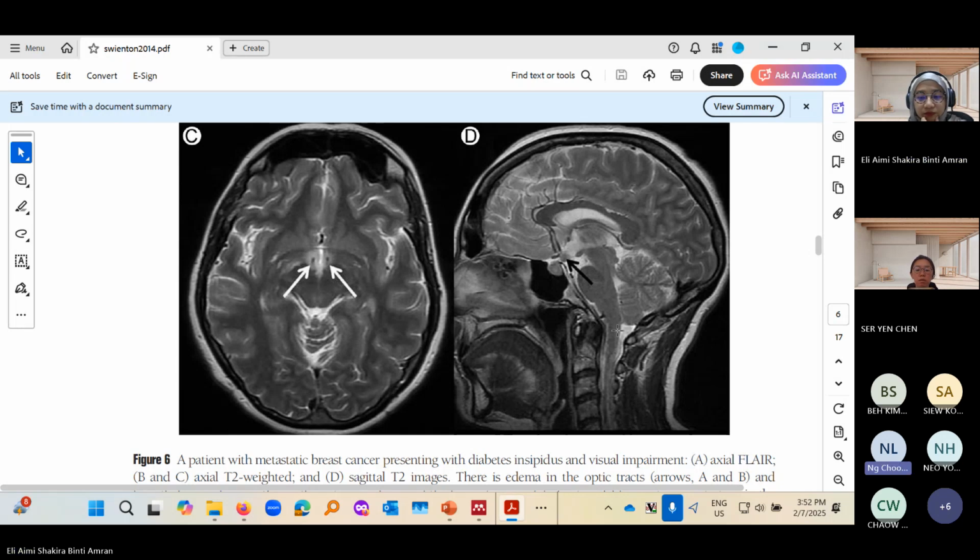How to type medulla oblongata? How to type? Okay, yeah, type it in the chat box. Yeah, can. Thank you. All right, sure. Okay.